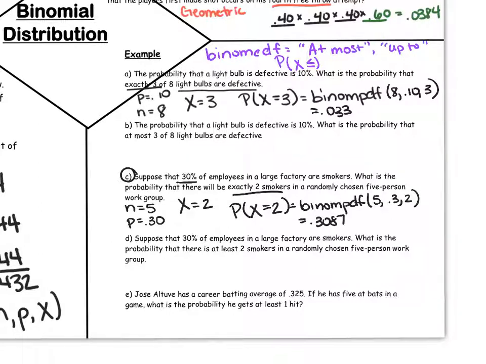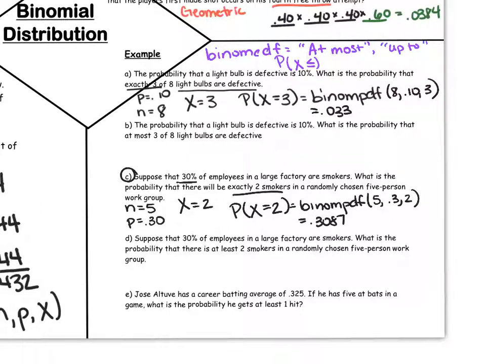If you look at B, I'll show you what I mean. The probability that a light bulb is defective is 10%. What is the probability that at most 3 of 8 light bulbs are defective? What does it mean, at most 3 of 8? No more than what? 3. No more than 3.